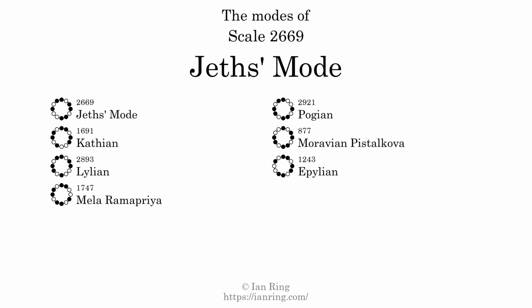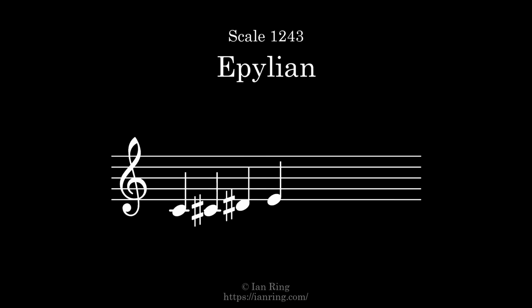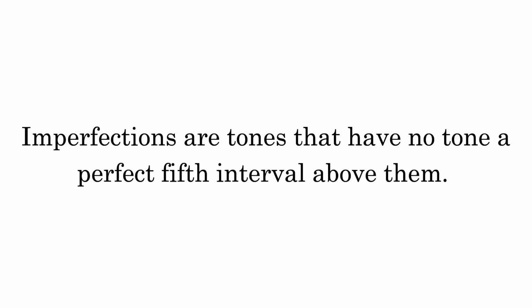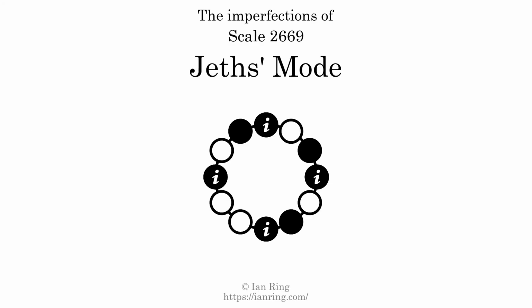The seventh and last mode is scale 1243, also known as Apillion. It sounds like this. Imperfections are tones that have no tone a perfect fifth interval above them. This scale has 4 imperfections. They are at positions here, here, here, and here.